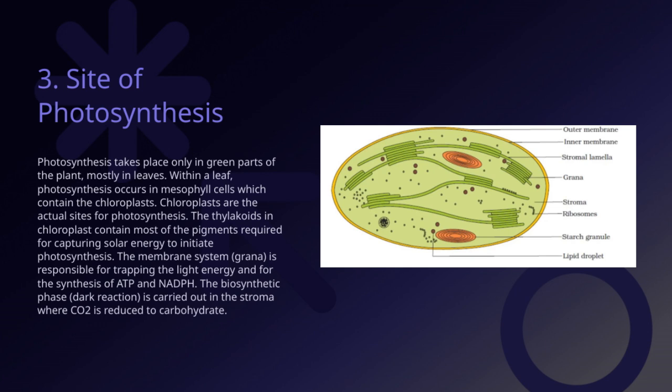So, in summary, the entire process is localized specifically in the green parts, mainly leaves, with specialized structures inside the chloroplasts working together to convert sunlight into usable chemical energy. This localization is a fundamental aspect of how plants efficiently carry out photosynthesis and support the entire food chain.